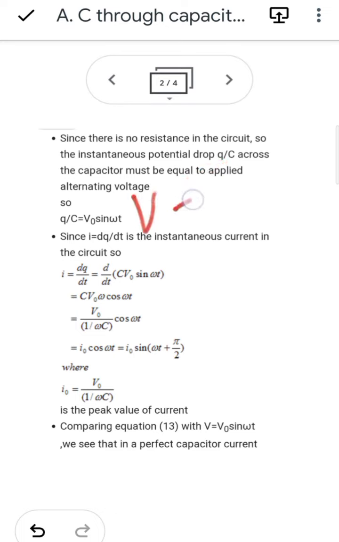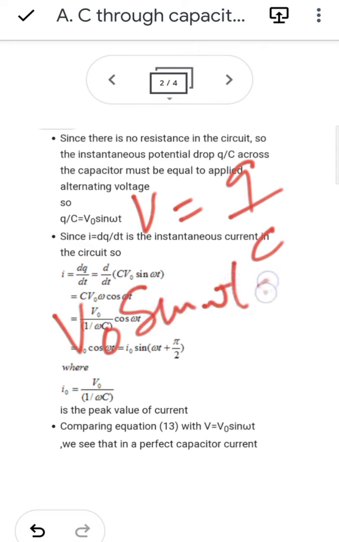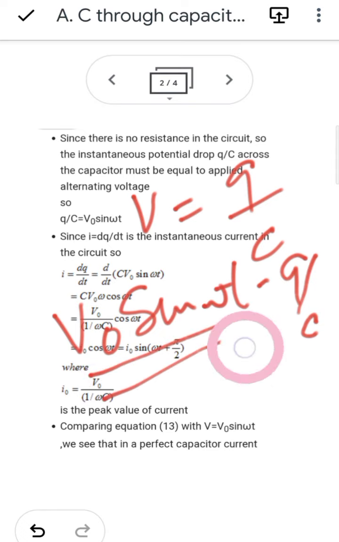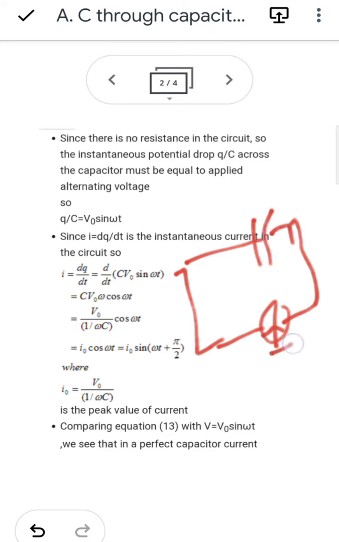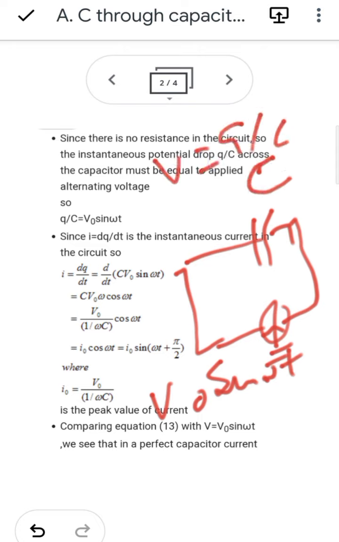So we have the formula V is equal to q upon C, so V0 sine omega t is equivalent to q upon C. This is the basic formula which you will see from the diagram. In the diagram, this is the alternating source, whose formula is V0 sine omega t, and this is the capacitor, C. So V equals q upon C, and from here q is equal to V into C.